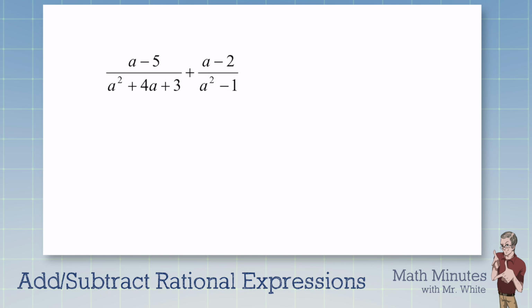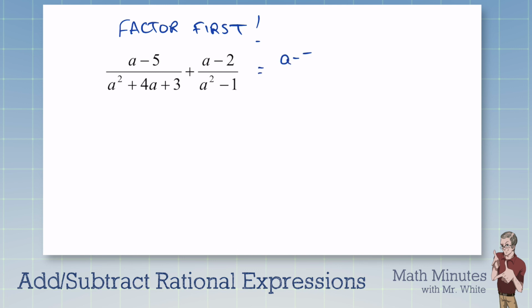All right, what is the common denominator here? Well, we don't know until we factor. Factor first, folks. That's really important. Factor first. Can't say that enough. So this is a minus 5 all over a plus 3, a plus 1, plus a minus 2 all over a plus 1 and a minus 1. That's called a difference of squares, as you've seen before.